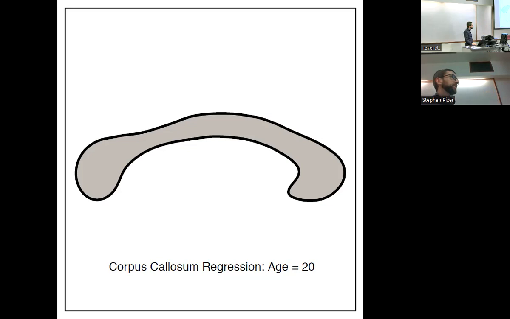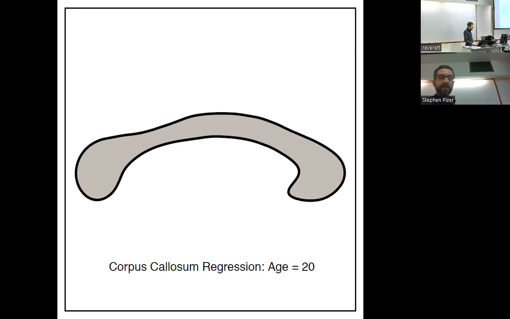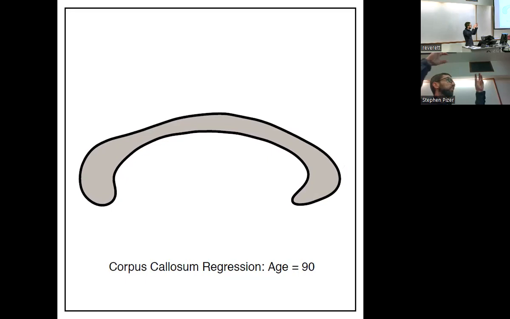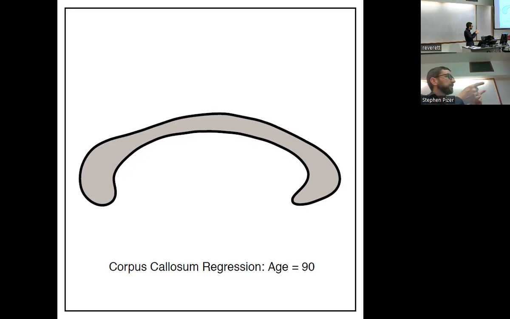I'm going to go forward in age, and you see what the corpus callosum does, up to about 80 at the end. You can see the basic trend is that it looks thinner and more bent. It's a little bit fatter and a little bit straighter at the beginning, and when you get older, it's thinner with a little bit more curvature. So that's the geodesic progression result.